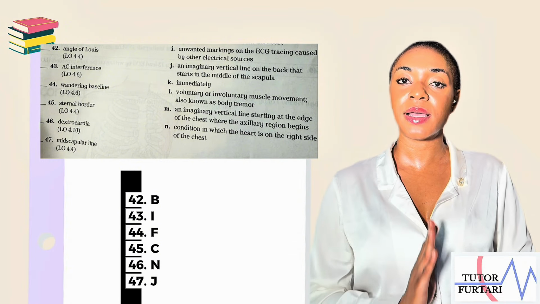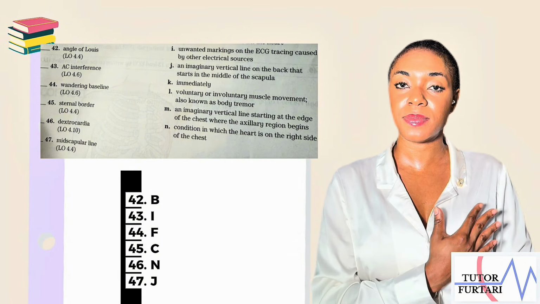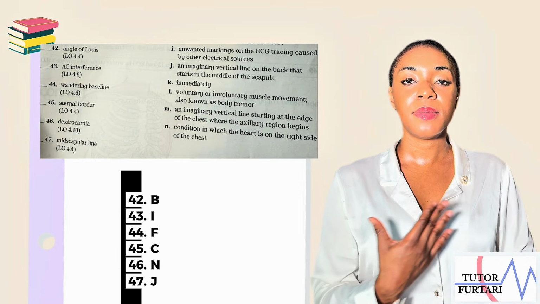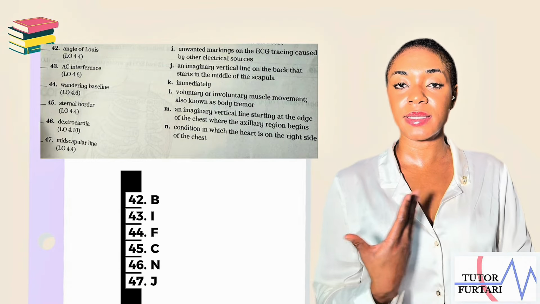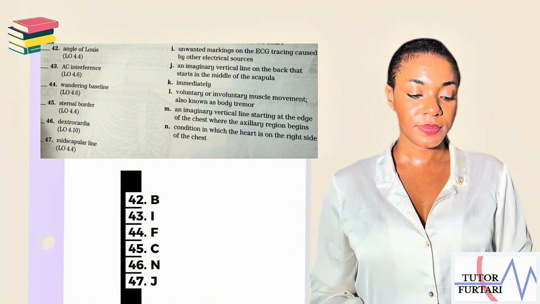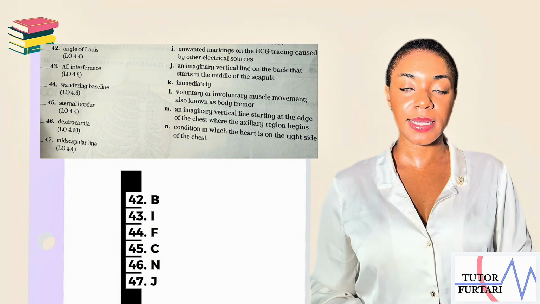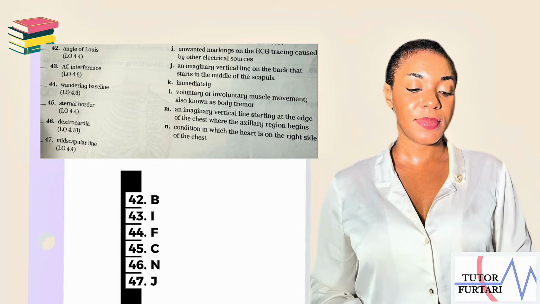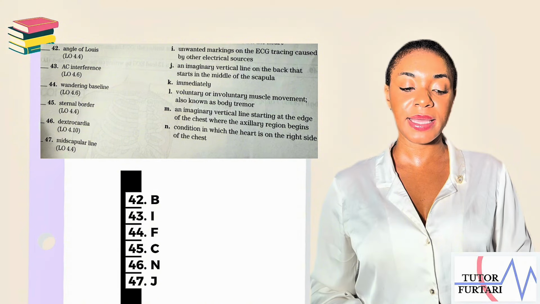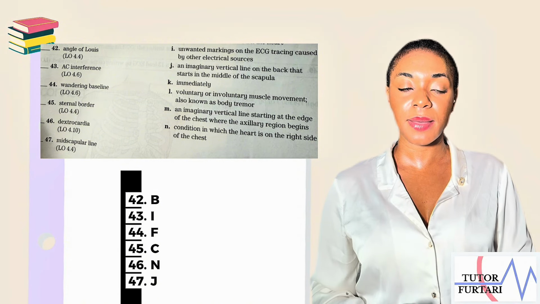Don't forget, most of the time the heart is located on the left side of the chest. But in this situation, some people's heart is located more to the right. 47, mid-scapular line. The answer is J, imaginary vertical line on the back that starts in the middle of the scapula.